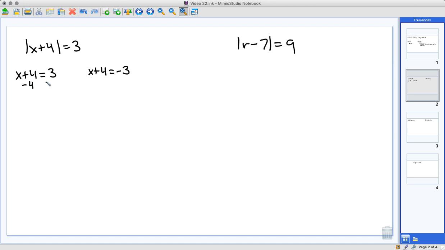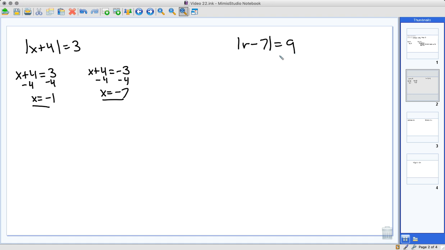So subtract 4 from both sides. You get x is negative 1. Subtract 4 from this side. X is negative 7. Notice with these, it's not the same number, one positive, one negative. So just be very, very careful when you're solving these.